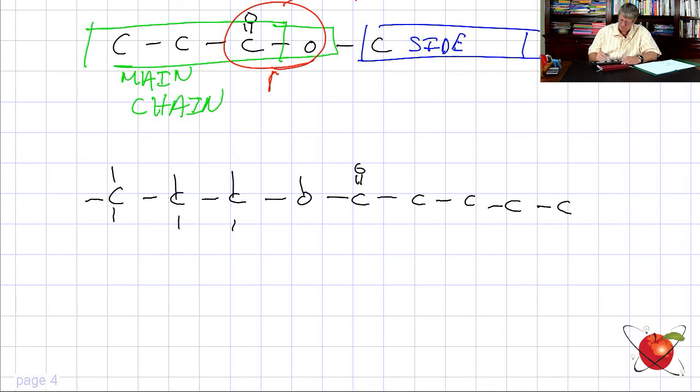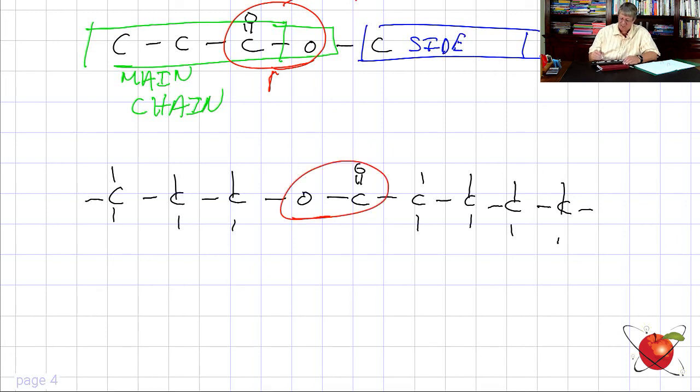Oxygen, double bond, 1, 2, 3. Sorry, I do this too quickly. And we've got the rest now. Right, now what do I look for? I've been given this and I've asked what it is.